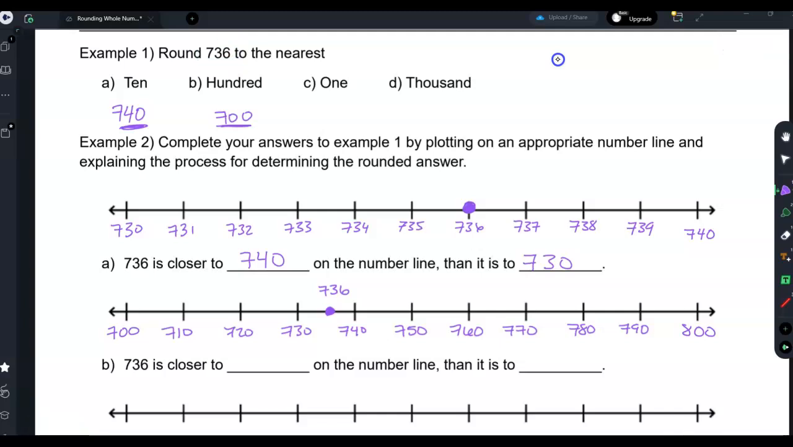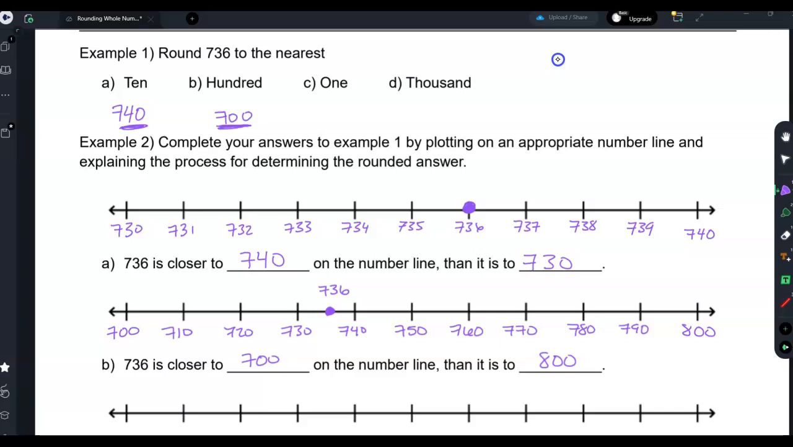And then I could decide what to round to. So if I pretend that I don't already know this rounds to 700, I would look and say, is it closer to 700 or is it closer to 800? And in this case, 736 is closer to 700 on the number line than it is to 800. So that verifies the rounding to 700.